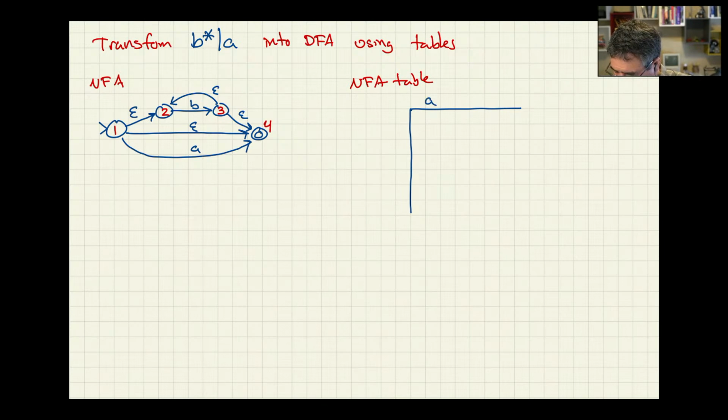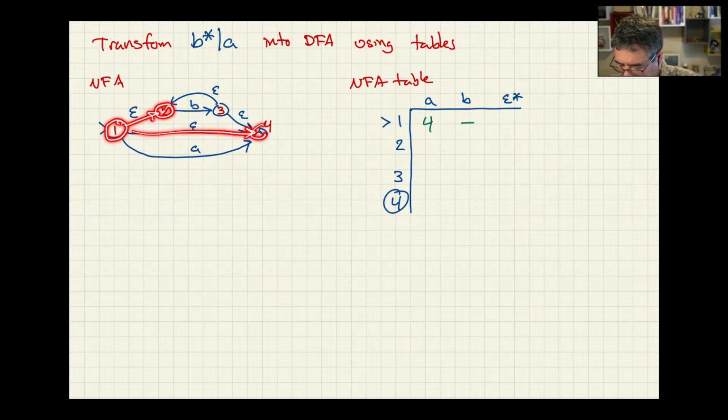So we've got A, B, epsilon star, and we've got 1, 2, 3, 4. Start, accept. Okay, 1 on an A takes us to 4. 1 on a B doesn't go anywhere. There's no B's leading out of 1. And then 1 on epsilon star, 0 or more epsilons takes us to 1. Also takes us to 2, and it takes us to 4.